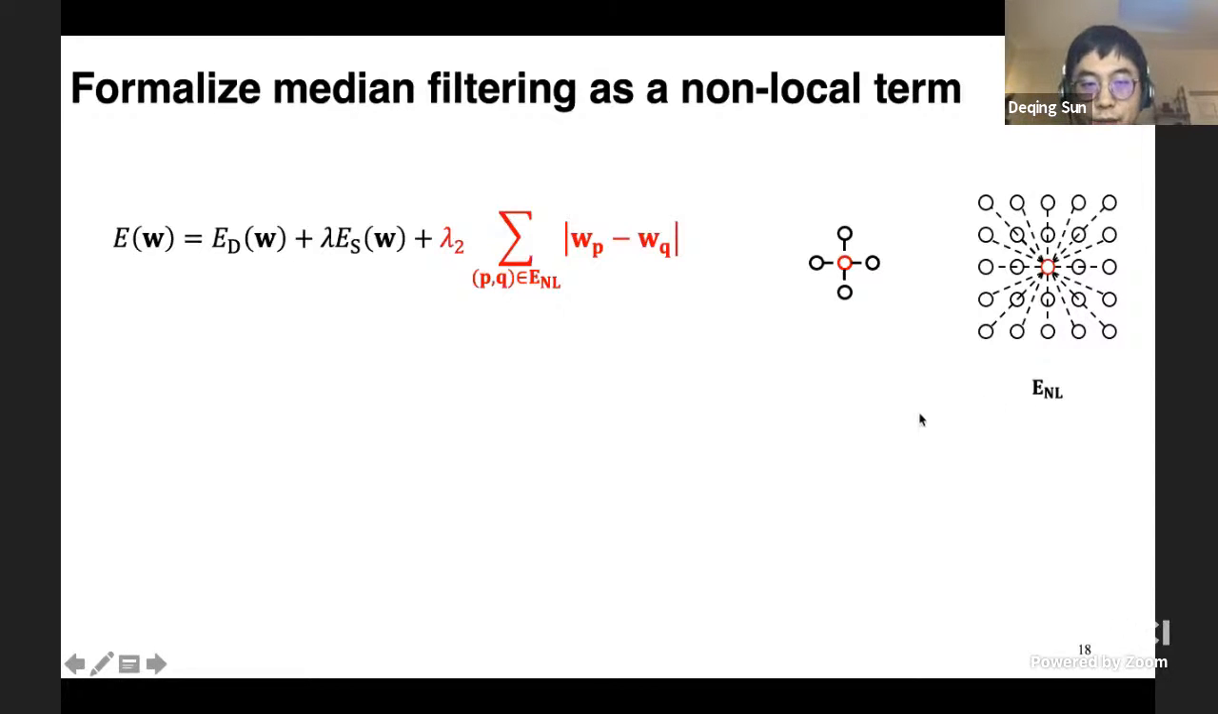Is there any question about this reformulation? Or any question up to now? Okay.